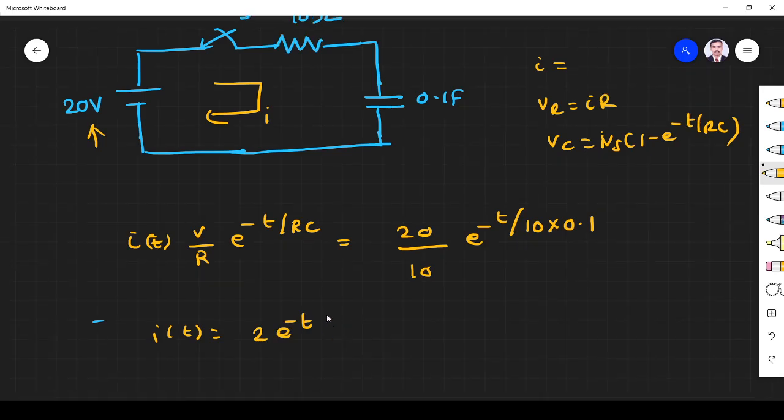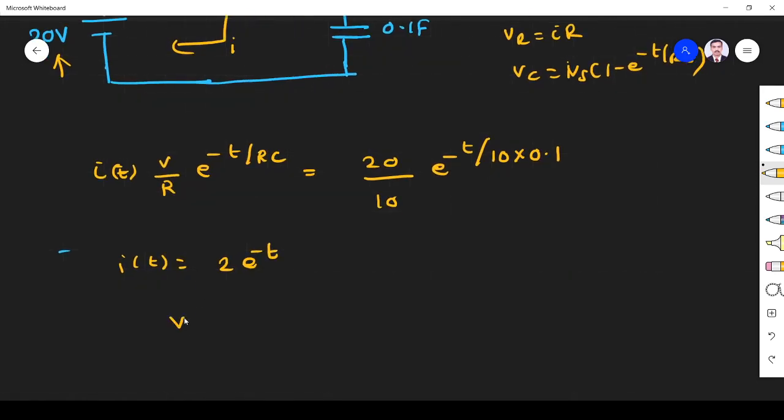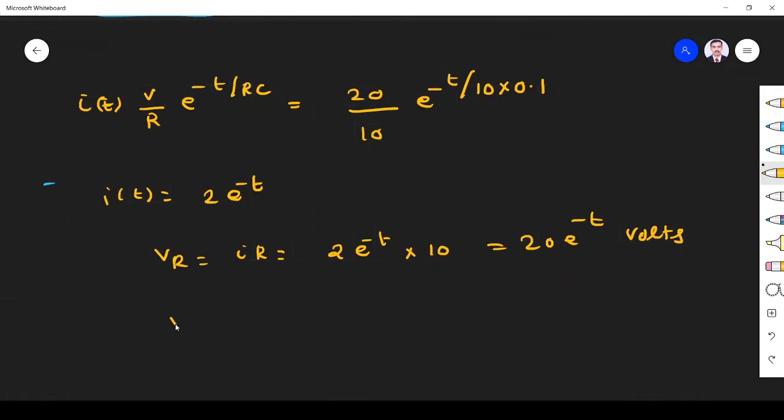So I we got. Voltage across VR is nothing but I into R. I is 2 into e power minus t. R is equal to 10. So 20 e power minus t volts. Next they ask Vc.